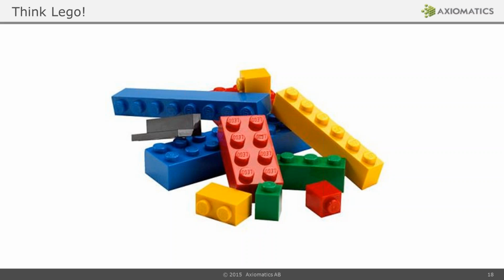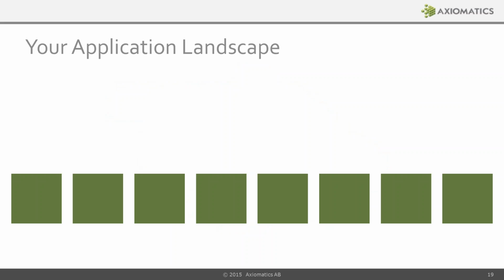And you want your developers to focus on those bricks they're experts at, the business bricks. And then you want to let them consume other bricks off the shelf or as a service more easily. So if we relate that analogy back to application development, this is what a typical application landscape could look like.